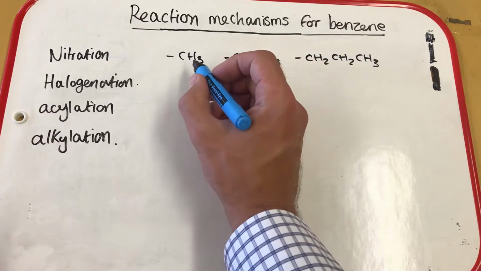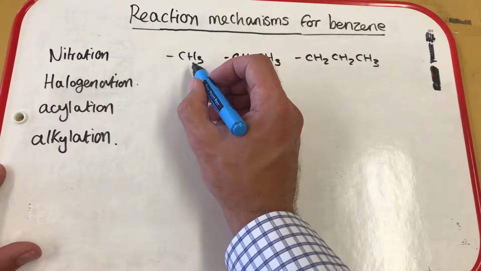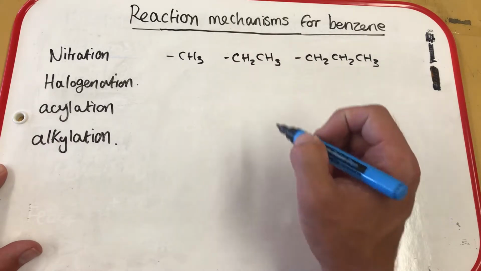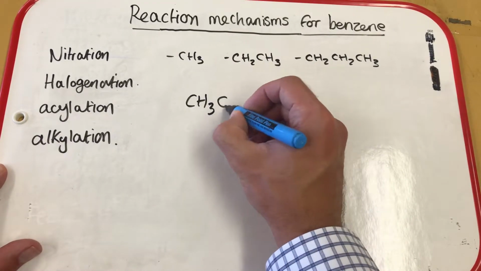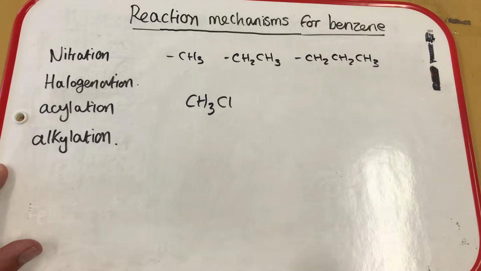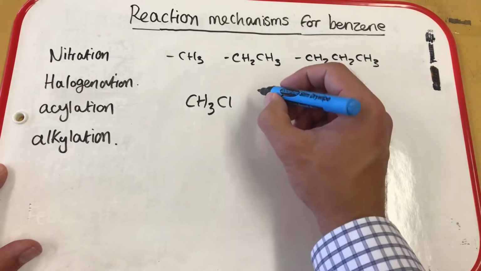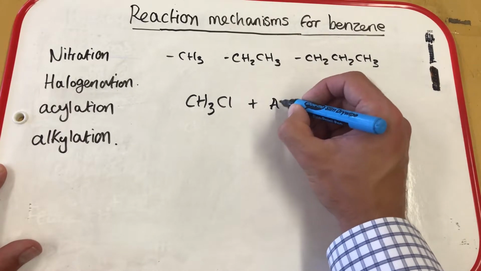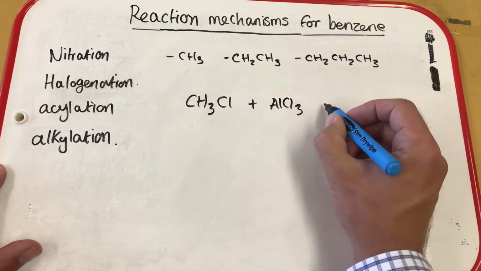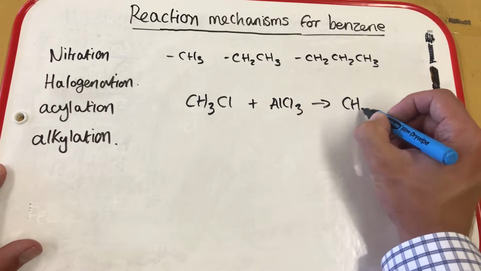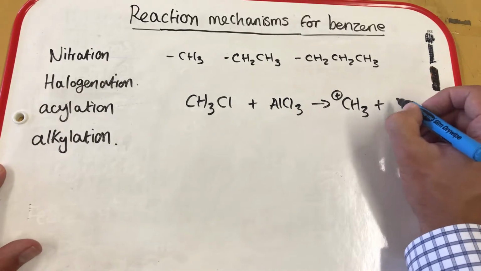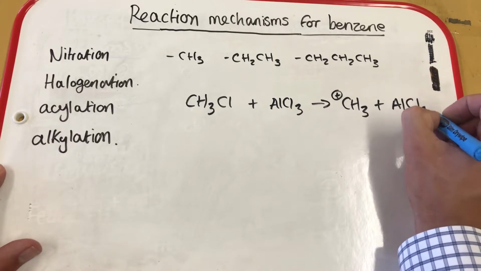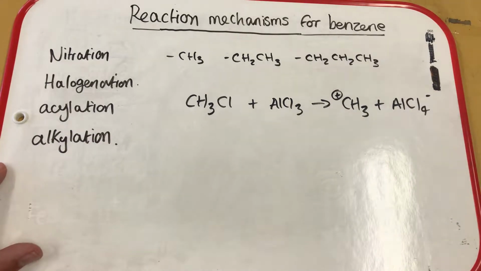So I'll do a simple example, just looking at substituting a methyl group onto benzene. So what we will need for these reactions is a haloalkane. So we're looking at chloromethane here. We're going to use AlCl3 as the catalyst. We will produce an electrophile, and we will make AlCl4- for a brief time.